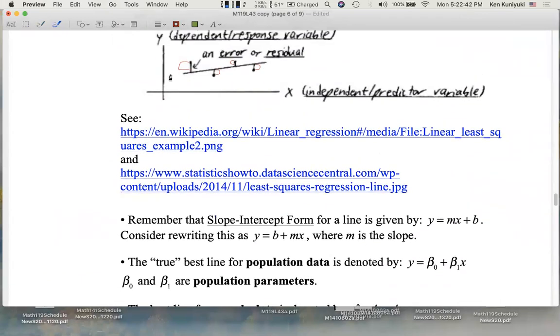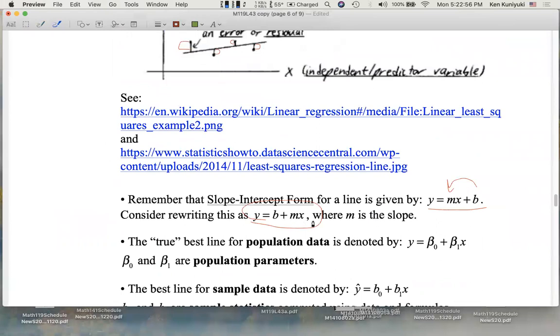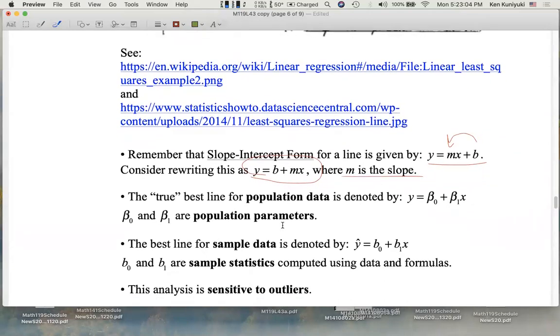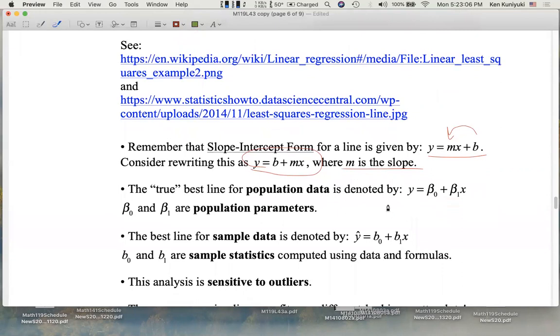Now, remember, if we want to describe this line, we can use slope-intercept form, which is y equals mx plus b. Now, we could put the b in front and say y equals b plus mx, where m is the slope. The slope tends to be more important than b, which corresponds to the y-intercept. Now, the idea is that the true best linear regression line, least squares line, is given by this. Y equals beta naught, which corresponds to the y-intercept, b here, 0 comma b, plus beta sub 1, x.